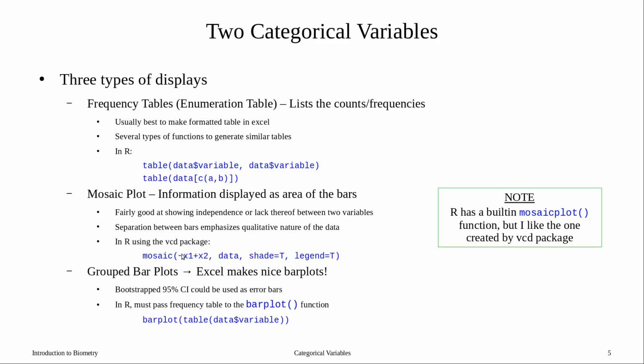And with our categorical variables, we don't really have independent and dependent variables. Rather, all of our categorical variables are independent variables. So we would use our tilde sign, or squiggly, and then variable 1 plus variable 2, specify the data frame where you would find those variables, and then do shade equals T and legend equals T. These will shade the bars based on our Pearson's residual, and then it would also add a legend. So we'll see this.